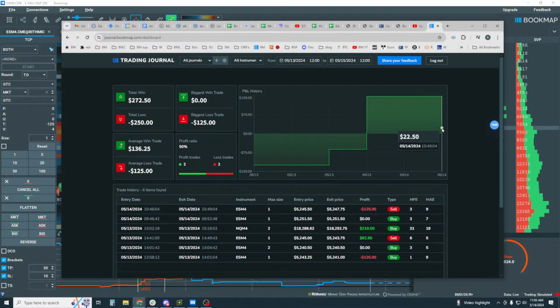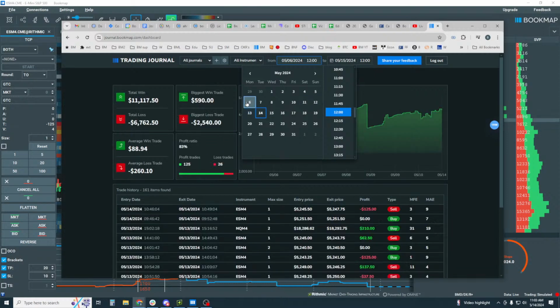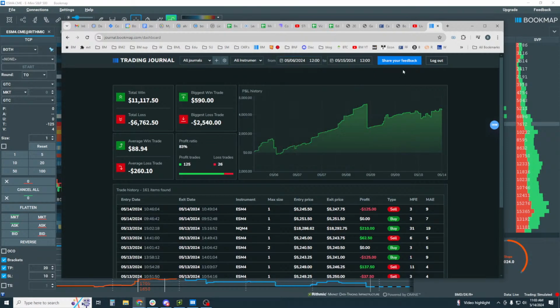But last couple of days of action. All right, and if we want to go back more, we can go back to last week's as well. And it's been kind of a rocky week.